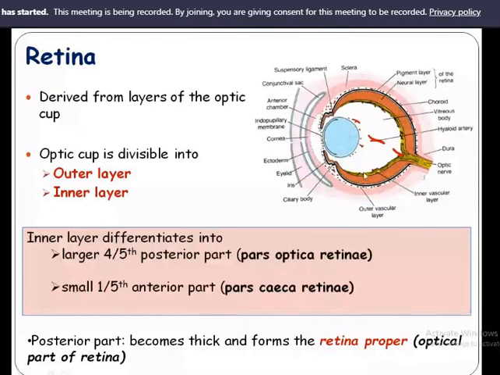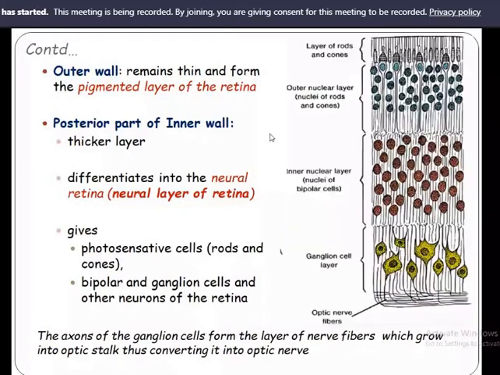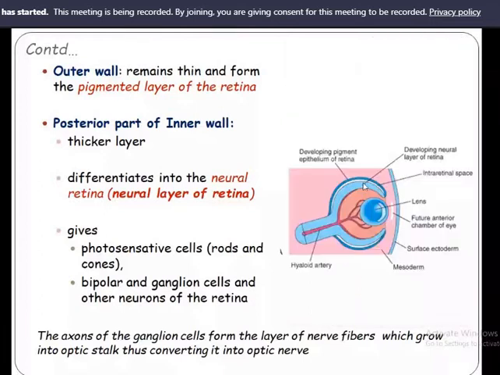Now how is the retina formed? The retina is formed by the posterior part of the inner layer of the optic cup. Now the outer layer, what will happen to the outer layer? The outer layer will remain thin, and it will form the pigmented layer. So this one is the outer, this one is the inner. And this one is the intraretinal space which will disappear later on.